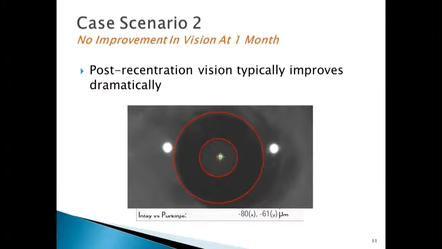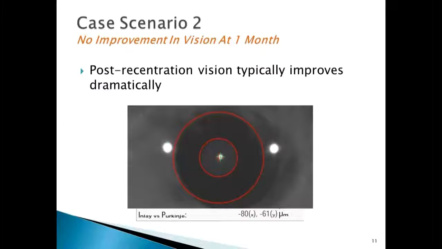So here you will see that after recentration, the vision in this particular case improved drastically, and those post-op values are actually in the minus now. So minus, regardless of which eye, is inferior and nasal. So obviously, always take the cues from the patient here. They will definitely tell you whether it's affecting their vision or not, regardless of what those values show. And a little bit of a point also to make with regards to where that inlay is decentered.